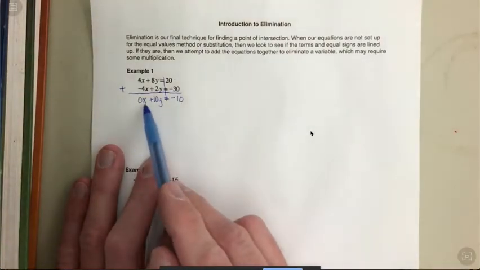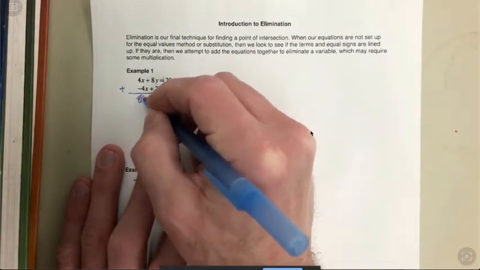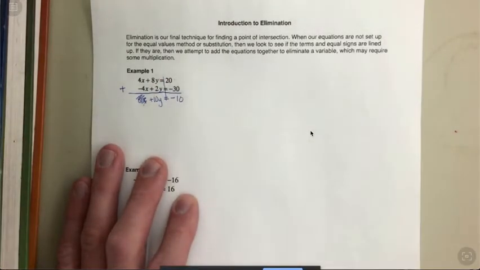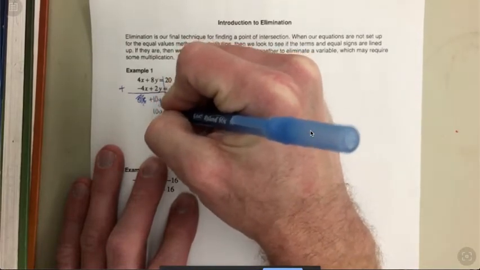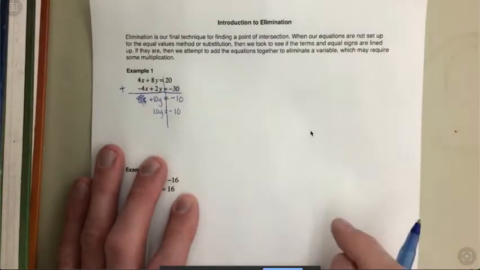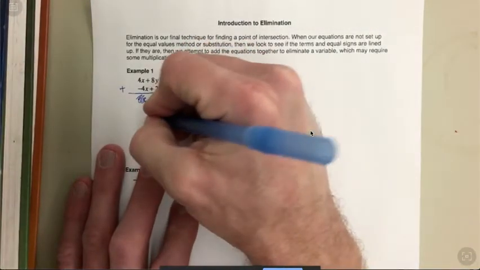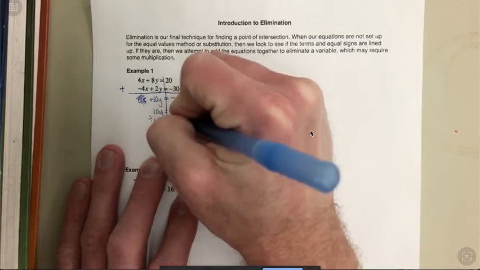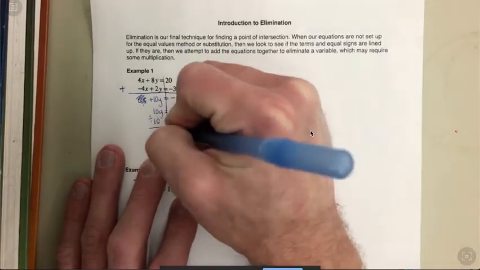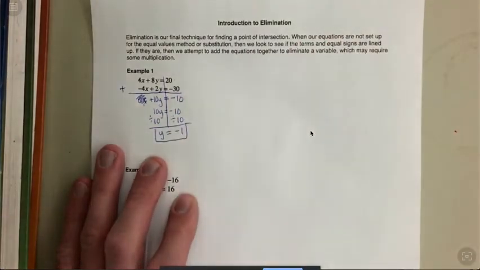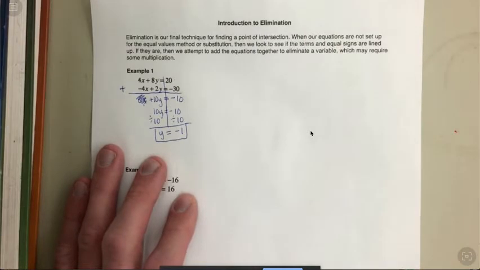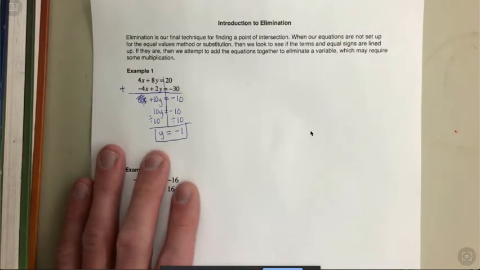Notice how I have a 0x. Well, as we know, that's eliminated. It doesn't exist anymore. So really, I'm now left with positive 10y equals negative 10. And if you notice, I'm one step away from finding out what y is. So divide both sides by 10, and I get that y equals negative 1. Cool. So that might have looked pretty simple to you. You're like, oh man, why didn't we learn this before? Well, here's the catch. The next step is a little bit more difficult.